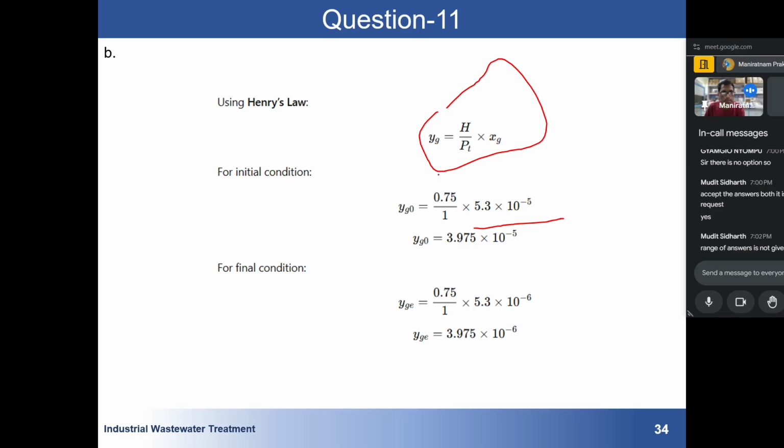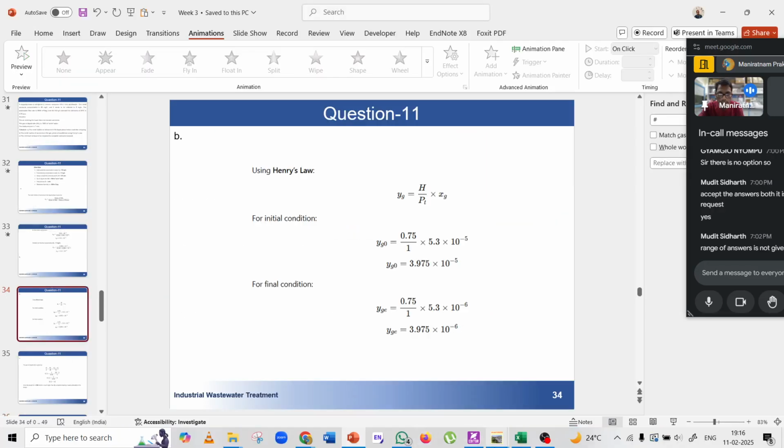If someone asks what the Henry constant is, you will simply say that H is equal to pressure divided by molarity, or concentration. But here, as your Henry constant was given in the question in the form of atm, we are making some modification. And what kind of modification, I have already told you. I'm repeating the same thing again and again so that you can understand.